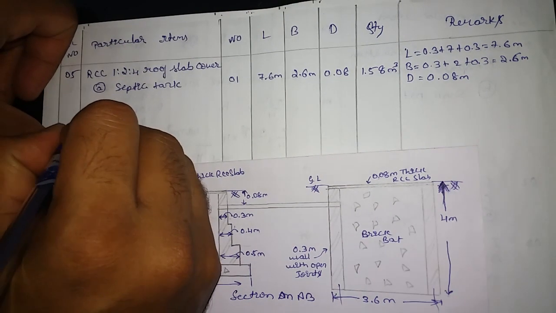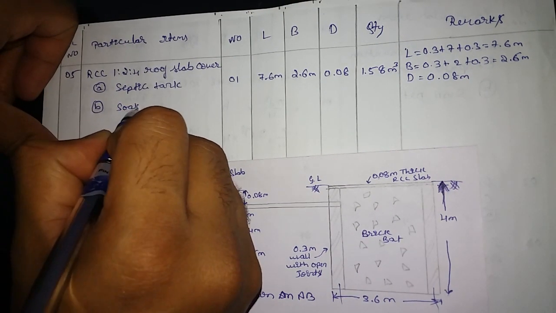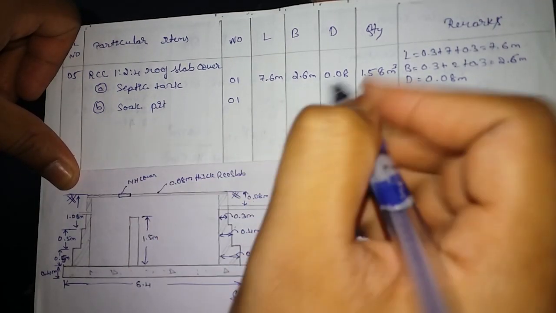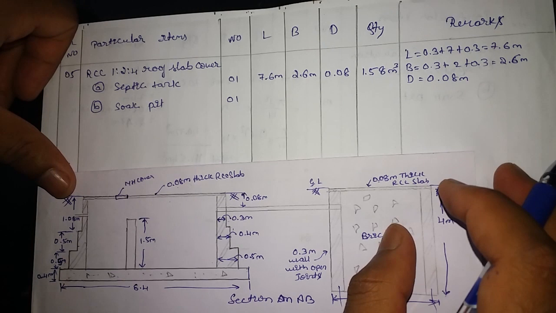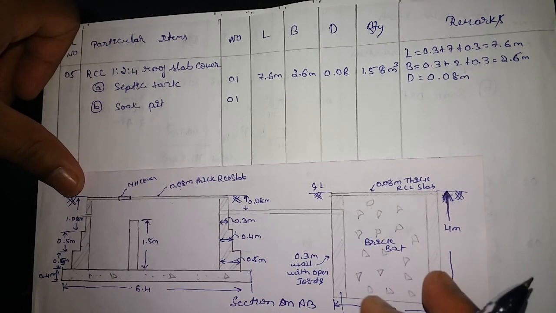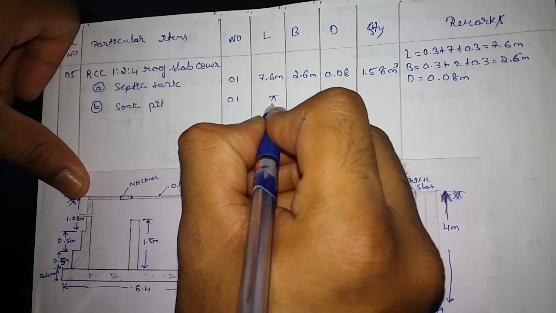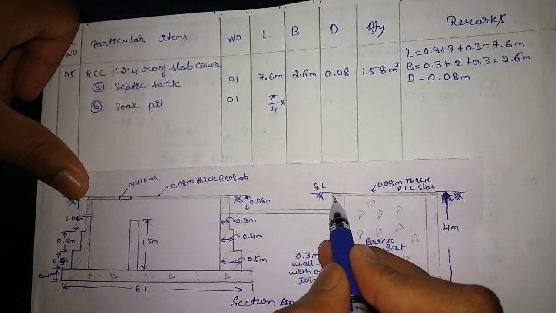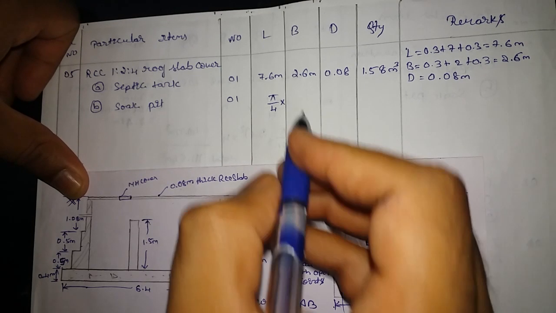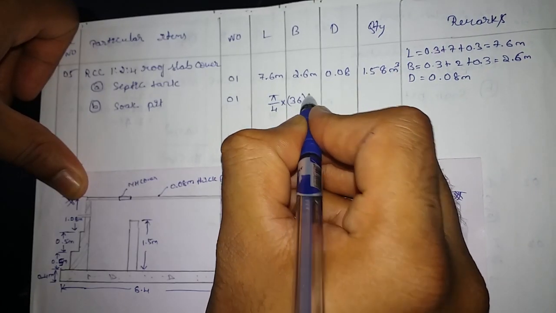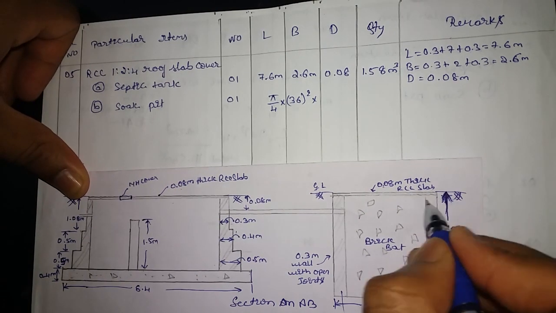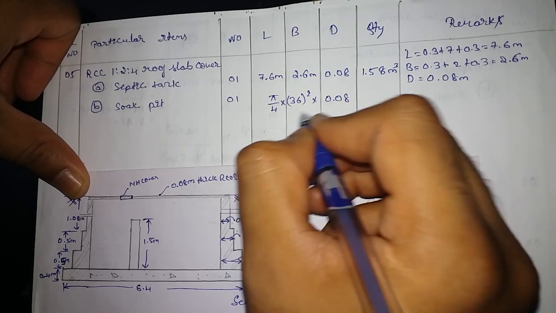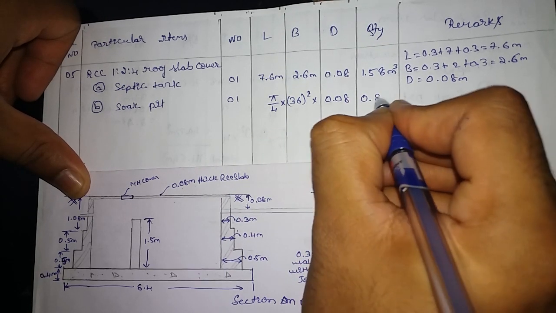Again we will find out for the soaking pit. As I showed in the figure, there will be a separate cover for the soaking pit and also for the septic tank. So the number of covers is only one. Here it is in circular shape, and we require its entire area. So we'll directly substitute pi by 4 into the diameter. Diameter is nothing but 3.6, from this edge to this edge, so it is 3.6 square into its height. Height or depth is 0.08. We'll directly substitute all these values and you'll get the total quantity as 0.81 meter cube.